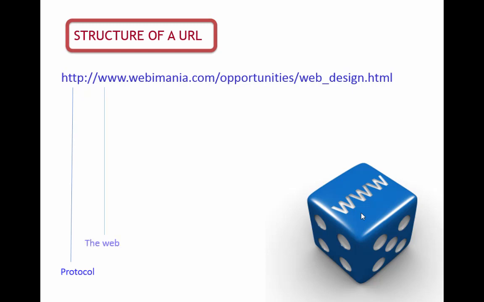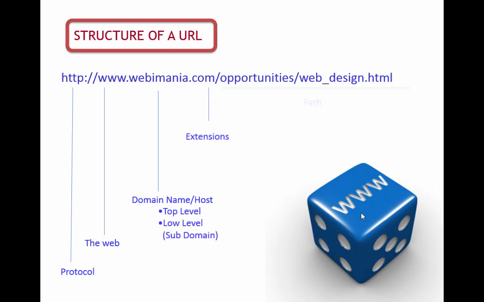And then the next part is the domain name, which is www.webmania.com. So the www stands for World Wide Web. Then the domain name, the name of the host, is Webmania, while the .com is the extension. And then the other part you see, the opportunities, is called the path.